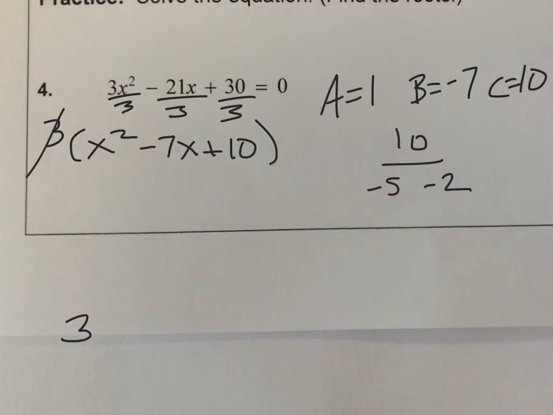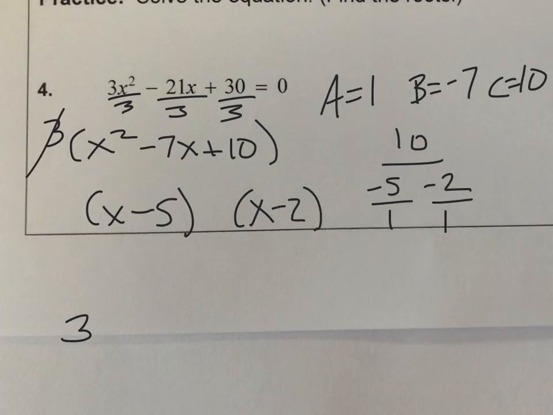So then we are going to set our factors over 1, because that's our A value. And our factors would be x. Bottom number tells me how many x's. The top number is my second term.